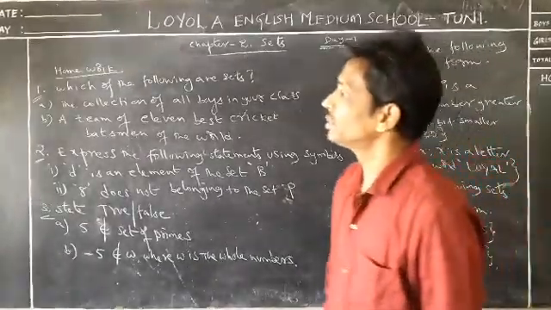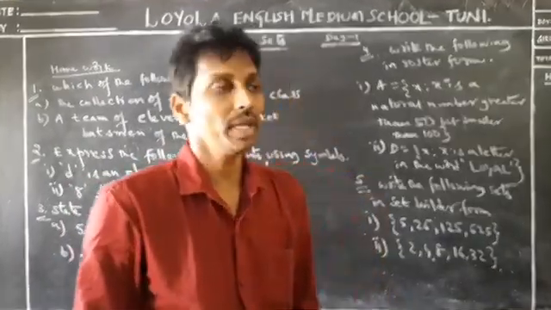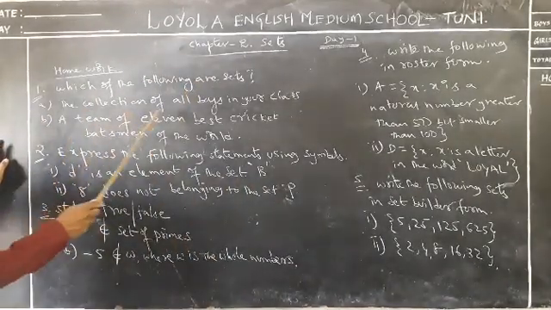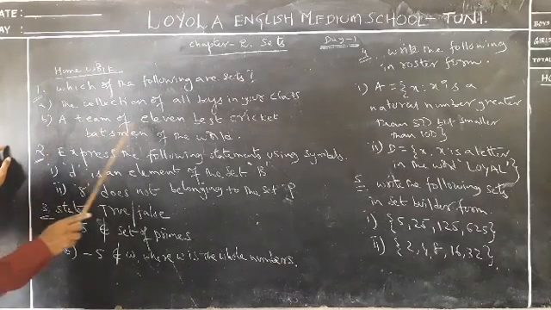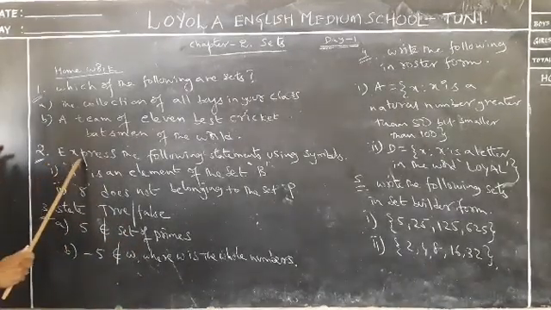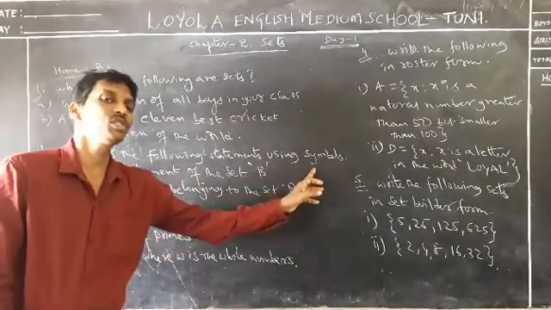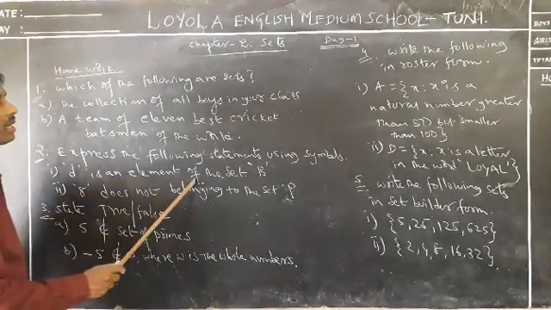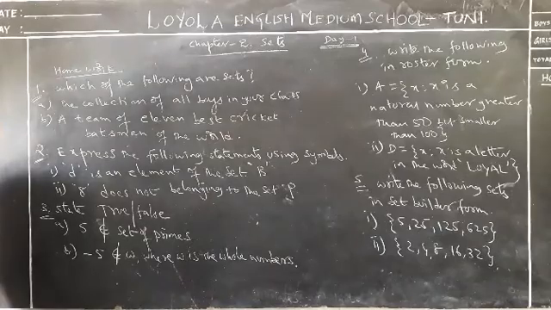Okay children, today I am giving some homework based on the topics we discussed today. Let us see the first one. Which of the following are sets? First one is the collection of all boys in your class. Second one, B: a team of 11 best cricket batsmen in the world. Second question, express the following statements using symbols. What symbols do we use here? Either belongs to or does not belong to. D is an element of the set B. 8 does not belong to the set P.